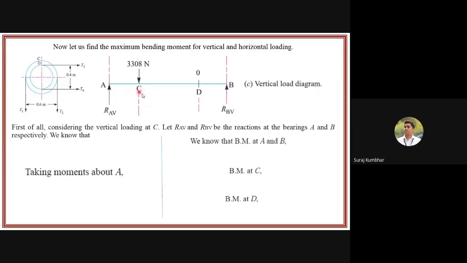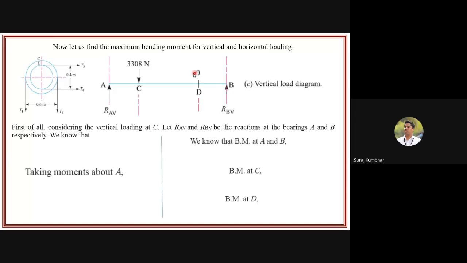First of all we will consider the vertical loading at C. The load at C is 3308 Newton, which we found earlier. The vertical load is the addition of T1 plus T2. Now at D it will be 0. Why 0? Because the C pulley is under vertical load tension, and D is under horizontal load application.